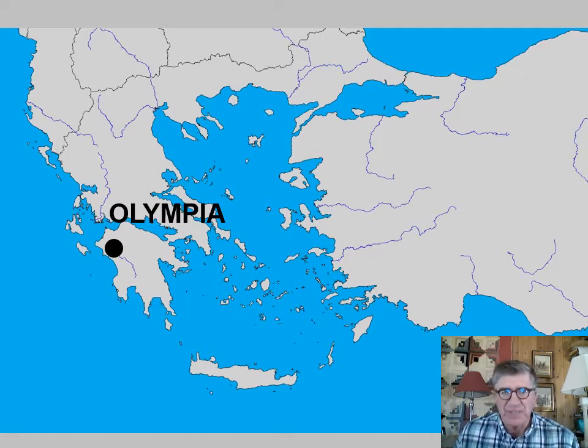Early sanctuaries were essential to this. We have Olympia, sanctuary of Zeus, but founded by Heracles.